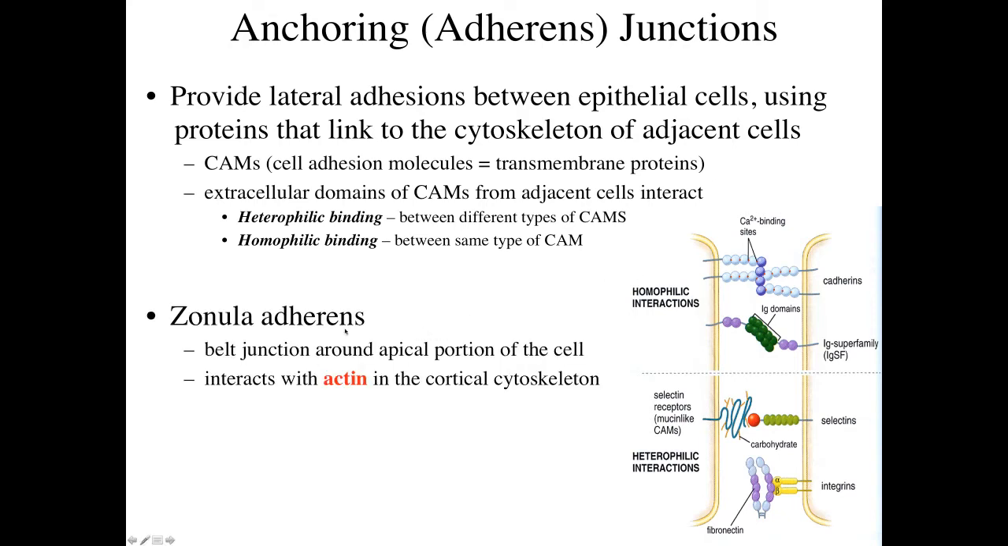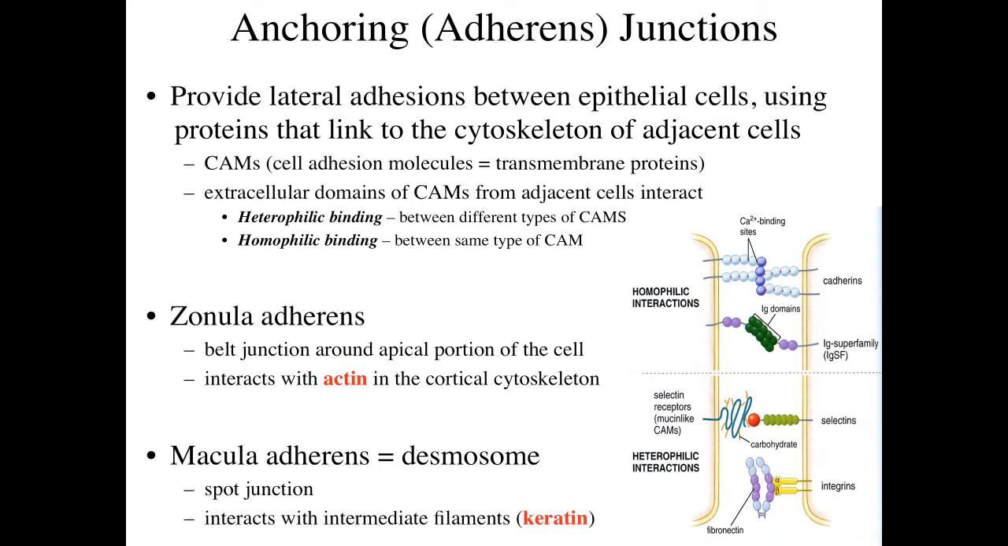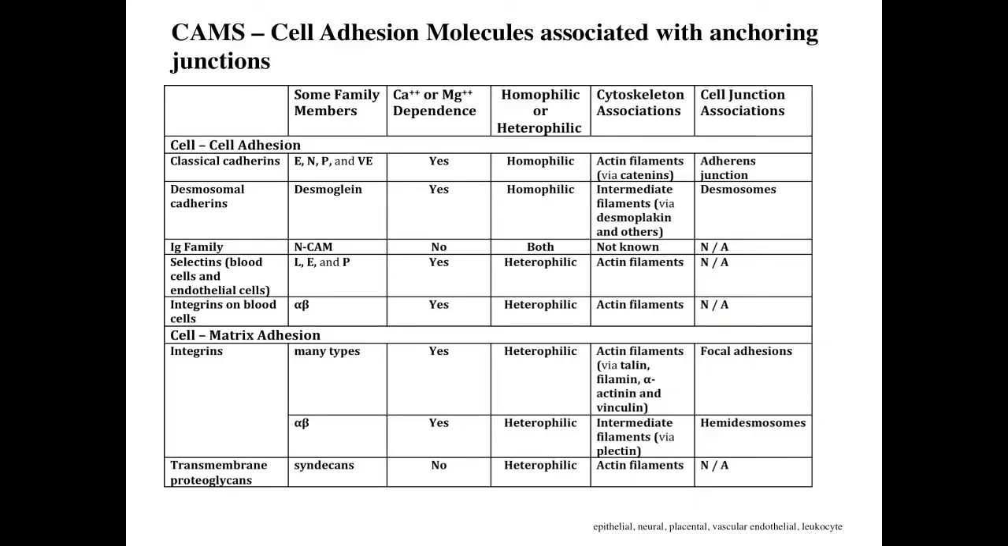Now, a zonula adherens is a belt junction around the apical portion of cells. These zonula adherens proteins interact with actin in the cortical cytoskeleton. And then we'll talk about macula adherens or desmosomes. These are called spot junctions. These structures interact with intermediate filaments, keratins. And we'll look at each of those in turn. Here is a table that shows the various cell adhesion molecules associated with anchoring junctions. I put this up just for informational purposes.